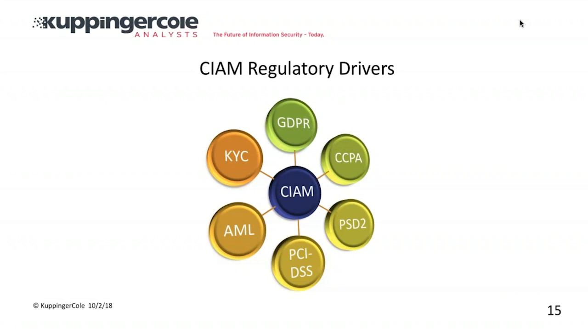PSD2 essentially mandates a couple of very interesting things from which consumer identity management solutions can help banks in particular. One is strong customer authentication, and then banks have to offer APIs to third-party providers. Consumer identity can help with the strong customer authentication, plus providing a bit of a competitive advantage in terms of collecting information about the user to make their overall experience when they're conducting financial transactions online better.